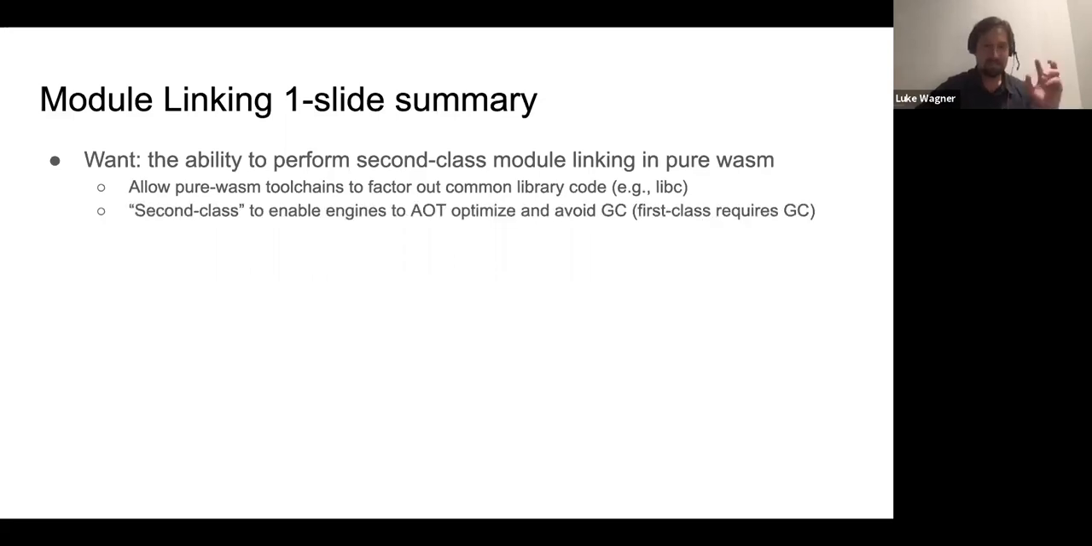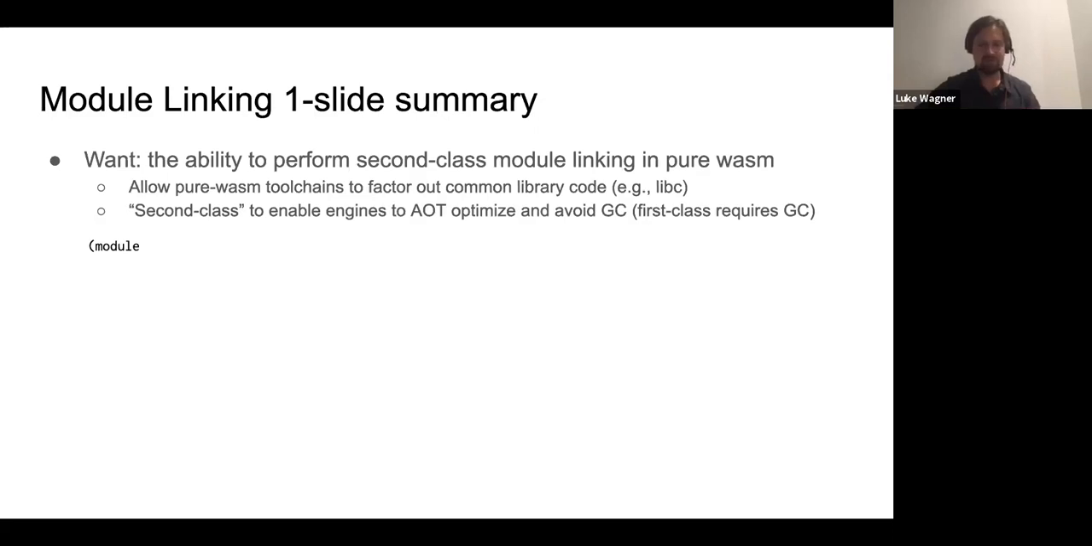We want that second classness to enable engines to AOT optimize and also to avoid an implicit dependency on garbage collection. If you have totally first class instantiation, because instances can hold references that are mutable, you can make cycles, and therefore you would require a cycle collector. It would be a pity if just because I want to factor out libc, I'm now adding a fundamental dependency on garbage collection. That shouldn't be necessary. If we keep it second class enough, that's not the case.